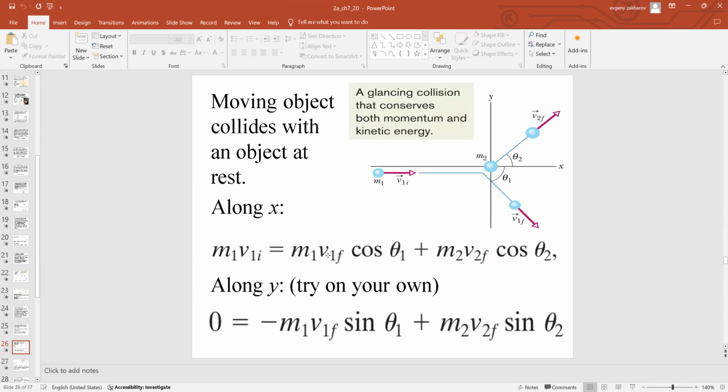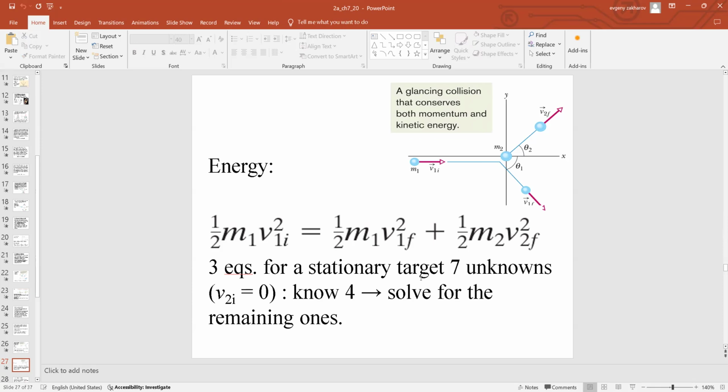So maximum, you have 1, 2, 3 equations and 7 unknowns. So in order to be able to solve the problem, you need to know 4 things, and then you can solve a system of 3 by 3 and solve for the remaining unknown parameters.